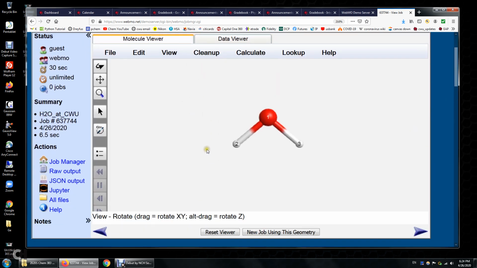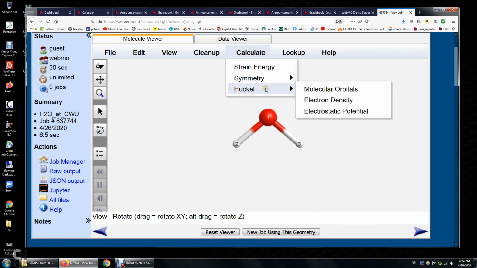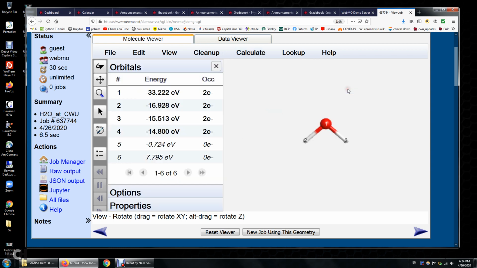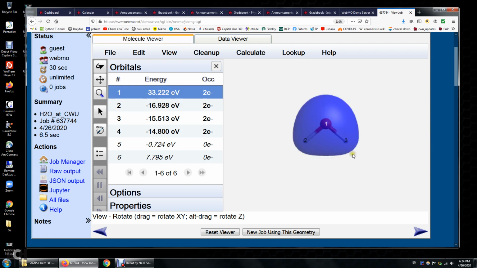Get back to the molecule viewer, and we can calculate the molecular orbitals here. Let's click the first MO with the lowest MO energy. You can see this is all constructive interference with the same color. There's no nodal surface. So essentially, this is the s orbital of the oxygen atom interacting with the s orbitals of the hydrogen atoms in a constructive manner.